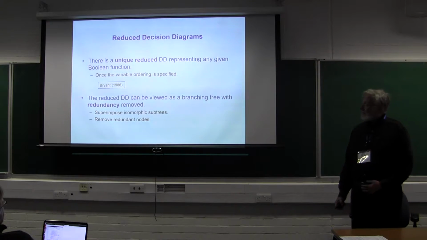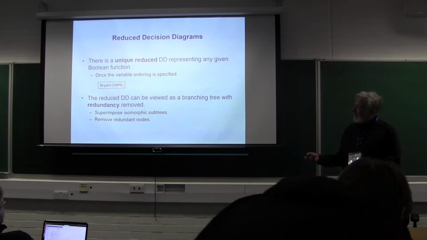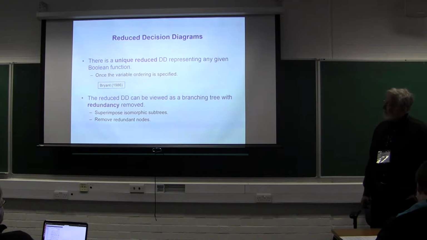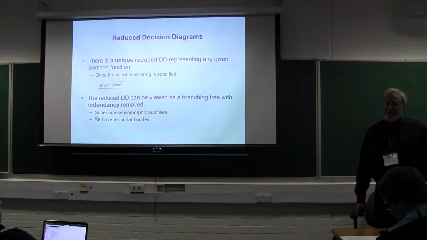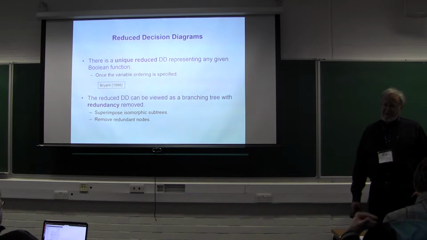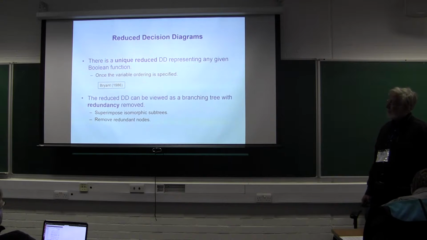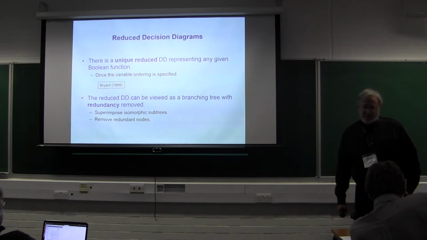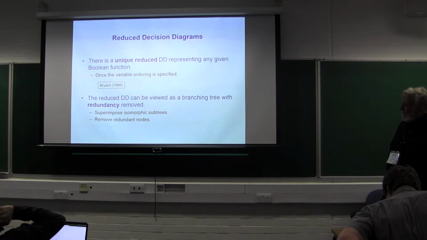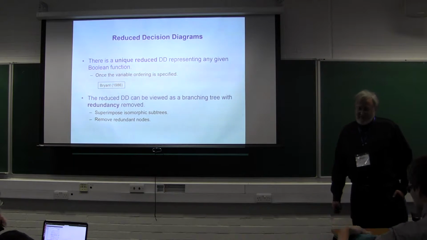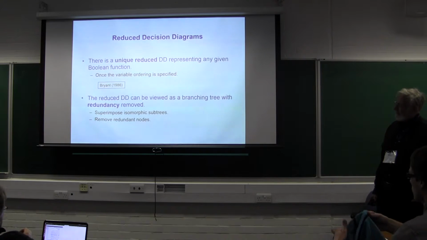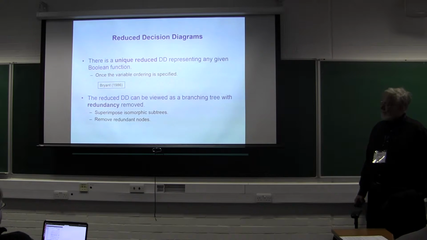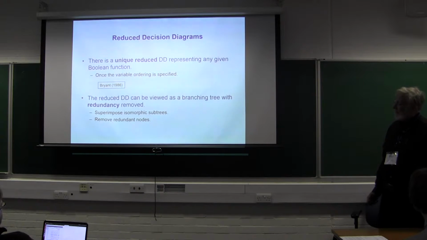Now, as I mentioned, as a result of one of my colleagues, Randy Bryant, for any Boolean function, there is a reduced, minimal size decision diagram that represents that Boolean function once you fix the variable order. So the way that I like to look at decision diagrams, coming from the optimization world, is that it's a compact representation of a branching tree.